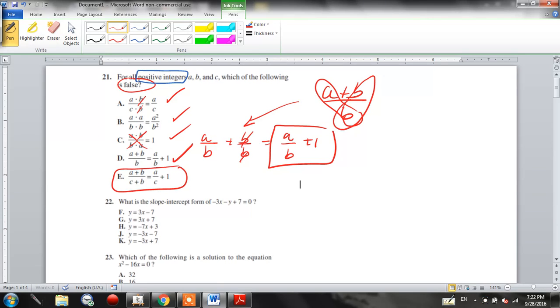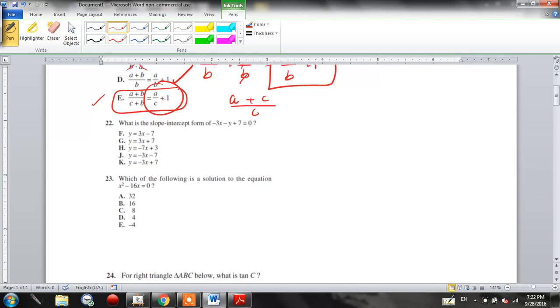If you were to open this up, there's no way you can really get this out. If you were to try to figure this out, you get a common denominator on this side. The common denominator would be c. That would be a plus c. I mean, that's just wrong actually. So anyway, the answer here, I believe, is E.